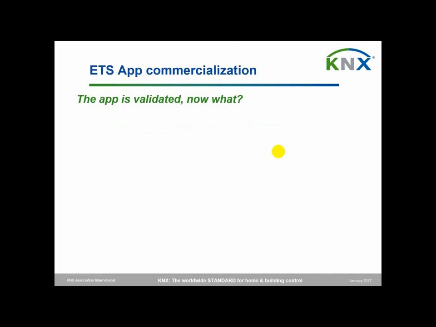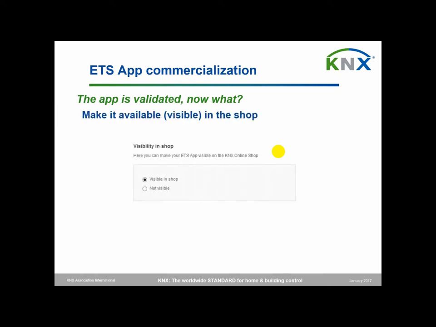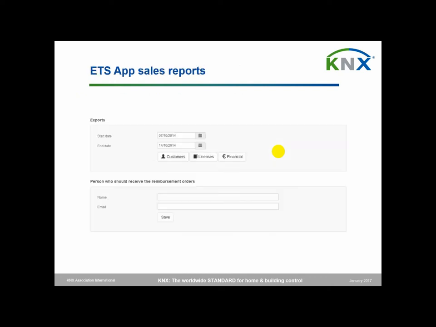Okay, the app commercialization. So the app is validated, so everything is in order, the invoice is paid, and now what? Well, then it's up to you. Make it visible in the shop, yes or no. You have to choose. From the moment you select visible in the shop, your app will be offered to potential customers. So your app can be ordered and can be bought.